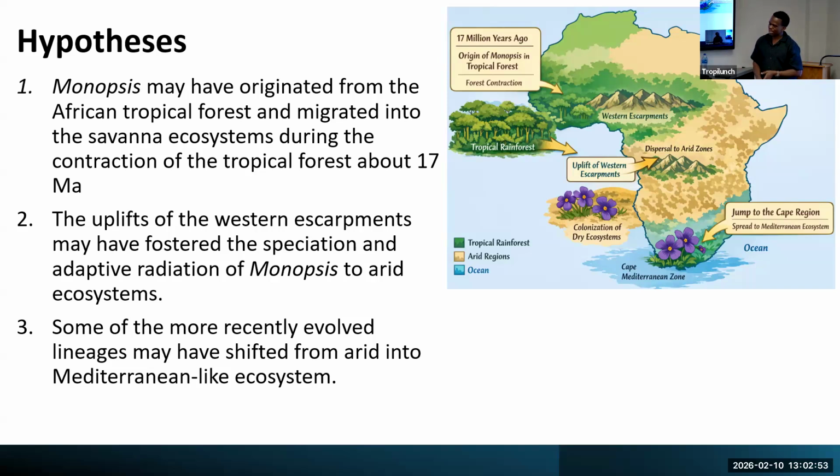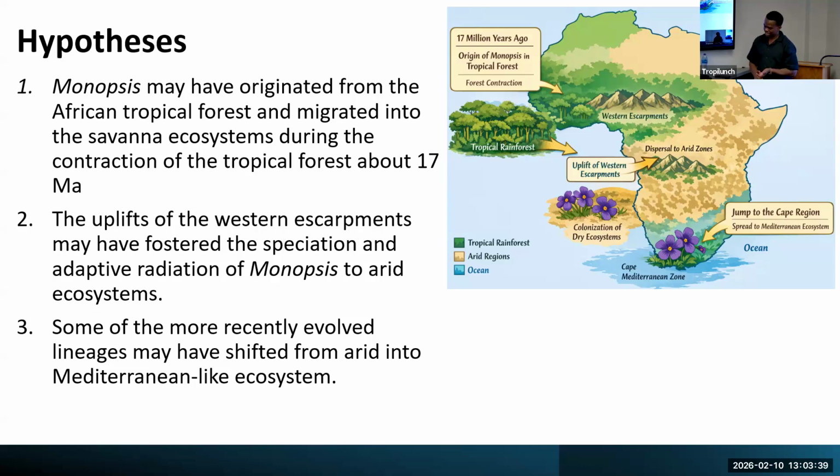And then hypothesis number two: we've got escarpments in Africa, in Western, Southern, and Eastern Africa. Sometimes these escarpments act as corridors of inflow, sometimes they act as barriers. Since, according to hypothesis number one, Monopsis originated in the tropical forest, we assume that during the uplift of the Western escarpments in Angola, they aided the colonization of Monopsis from the savanna and the tropical forest towards the succulent region. The succulent region is one of the arid ecosystems in Africa. It's found in Namibia and Angola, especially in Western Africa. And that is hypothesis number two.